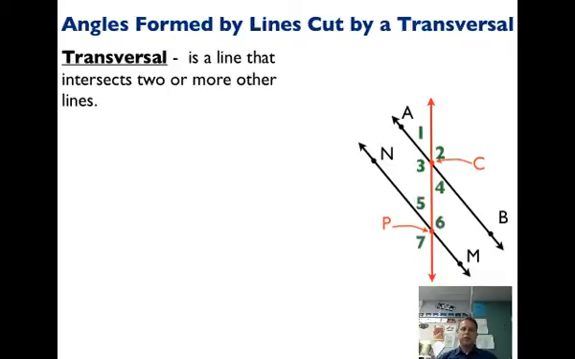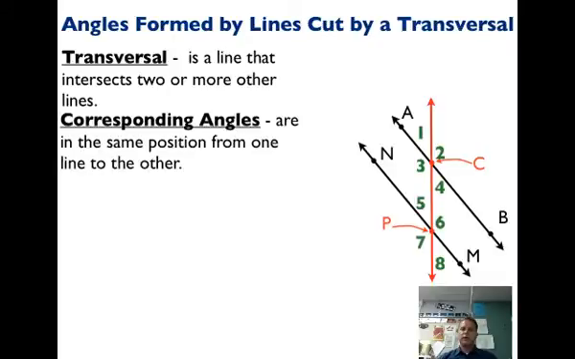And then we're going to number. Be very careful that you number it exactly the same way. And we'll go to corresponding angles. Those are angles that are in the same position from one line to the other. So, if you look at angle 1, what do we notice about it?